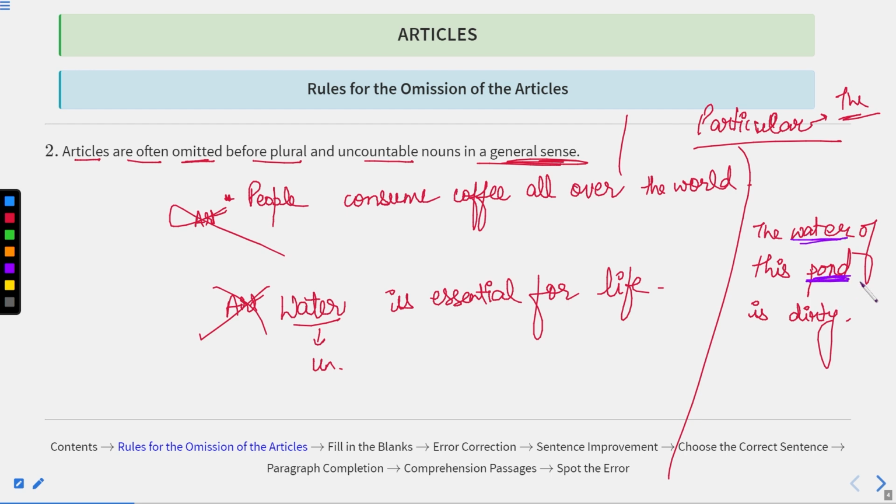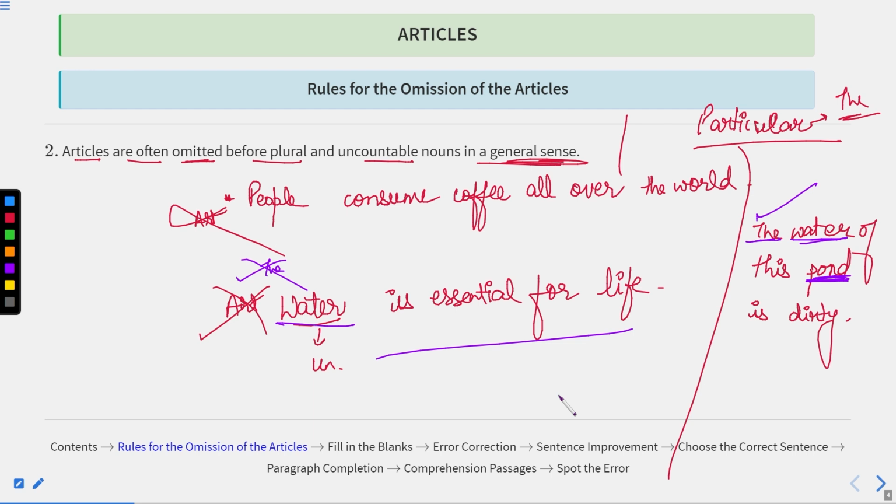I'm not talking about water in general. In fact, I'm talking about water of this pond only. It means I'm making this water particular and I'm relating it to someone else or something else. So in this manner we can use the before it. Okay, but here water is essential for life, I cannot use any article before it. Okay, if I say the people of this city celebrate this festival, okay, or the people of this area celebrate this festival or celebrate this tradition. So the people are made particular, or they are actually talked about only of some area.